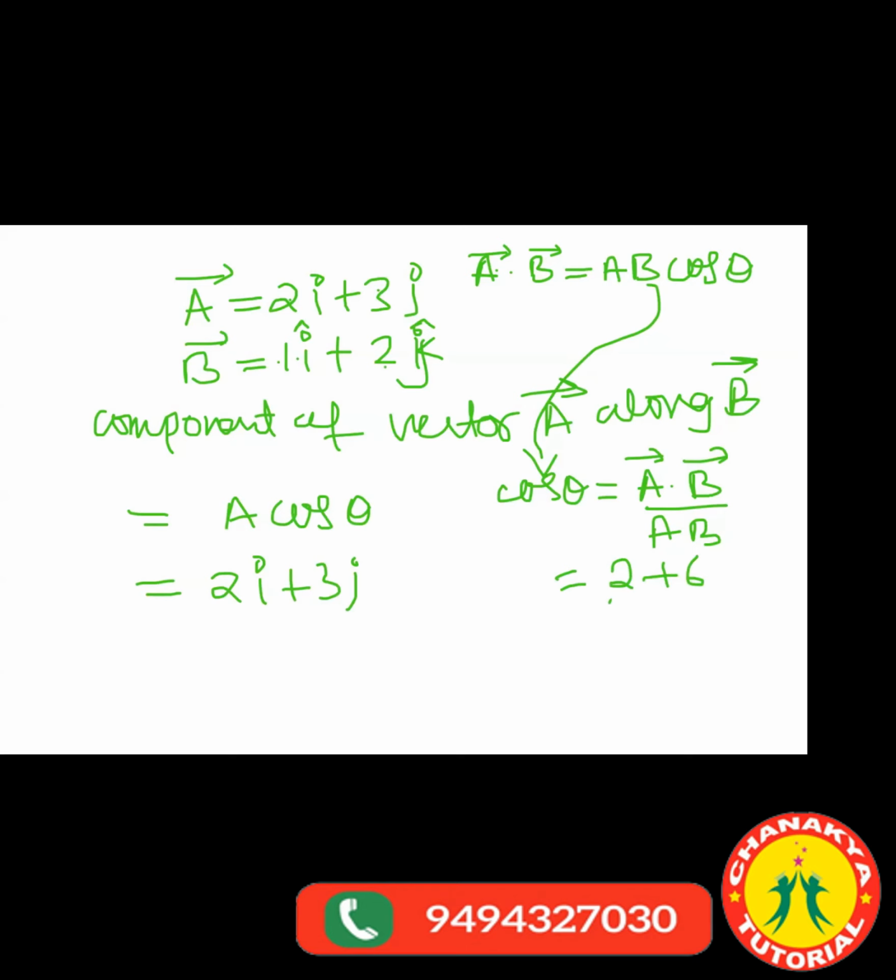Divided by what is the magnitude of A? Under root 2 square plus 3 square, 4 plus 9 is 13. Then what is the magnitude of B? Under root 1 square plus 2 square, that is root 5. So this is 8 divided by root 13 times 5, which is 65. So this is your cos theta value, 8 divided by root 65. You got the component of vector A along B. This is the answer.